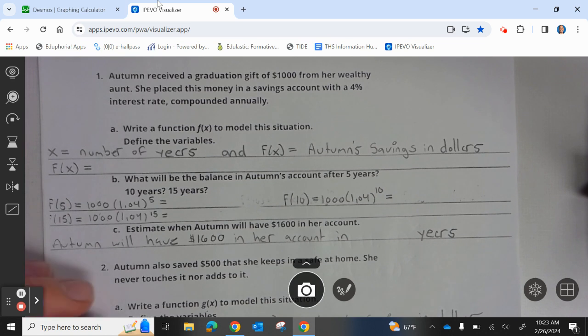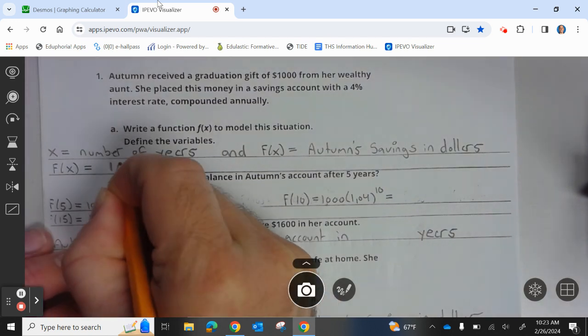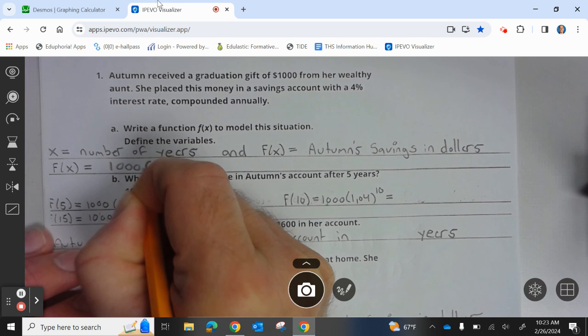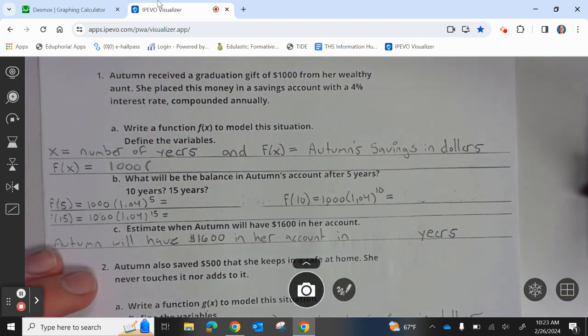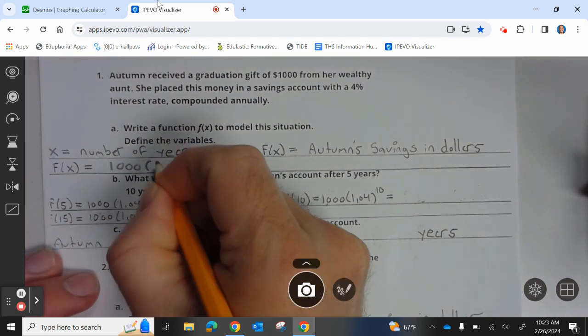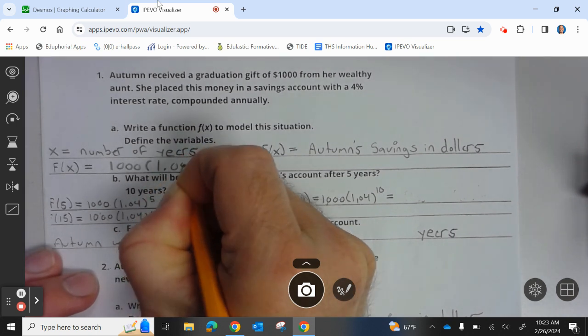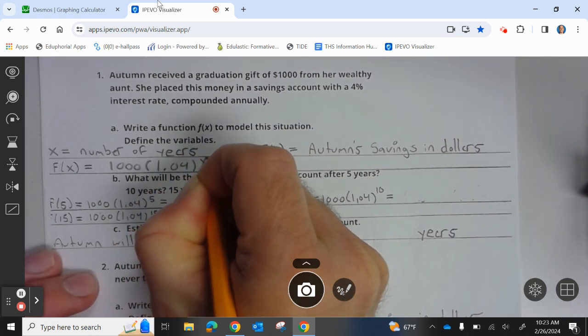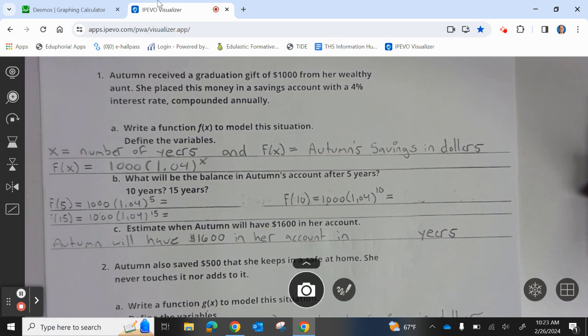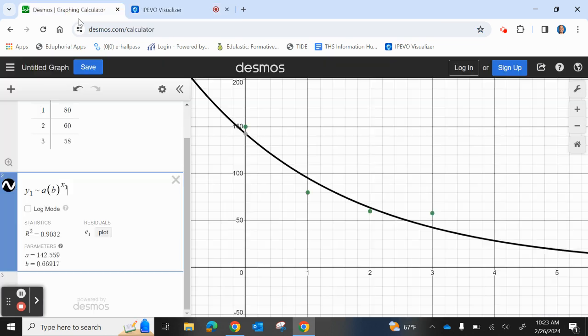So her equation is 1,000, parentheses, 1.04 to the x. B. What will be the balance in Autumn's account after 5 years, 10 years, and 15 years? Okay, let's go ahead and calculate that.